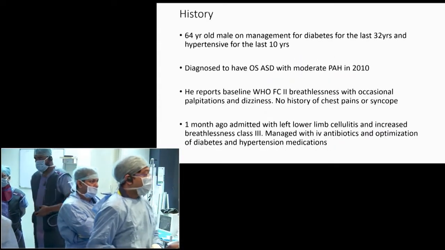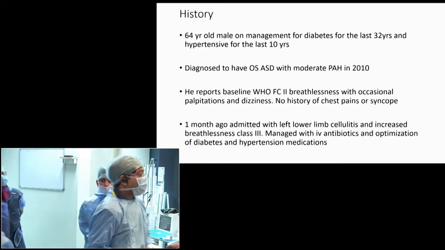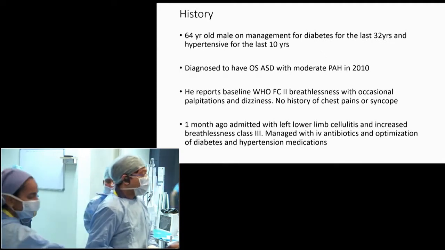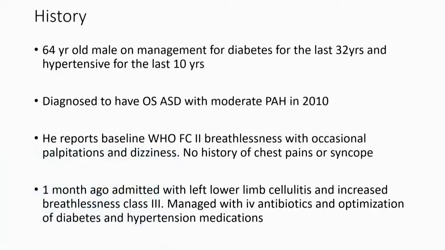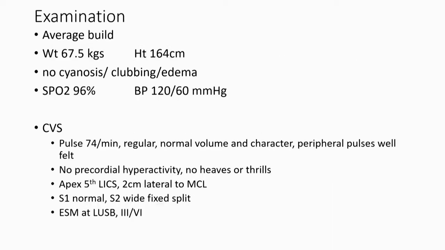64-year-old male on medical management for diabetes for the last 32 years and hypertensive for the last 10 years. Diagnosed to have ostium secundum ASD with moderate PAH in 2010. He reports baseline functional class 2 breathlessness with occasional palpitations and dizziness. There is no history of any chest pain or syncope. 1 month ago, he was admitted with lower limb cellulitis and increased breathlessness of class 3, managed with IV antibiotics and optimization of diabetes and hypertension medication.